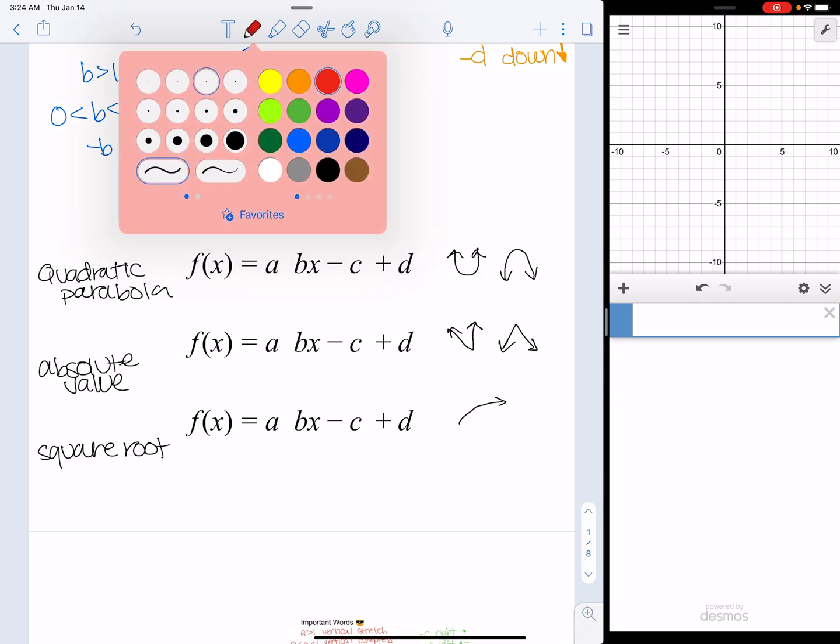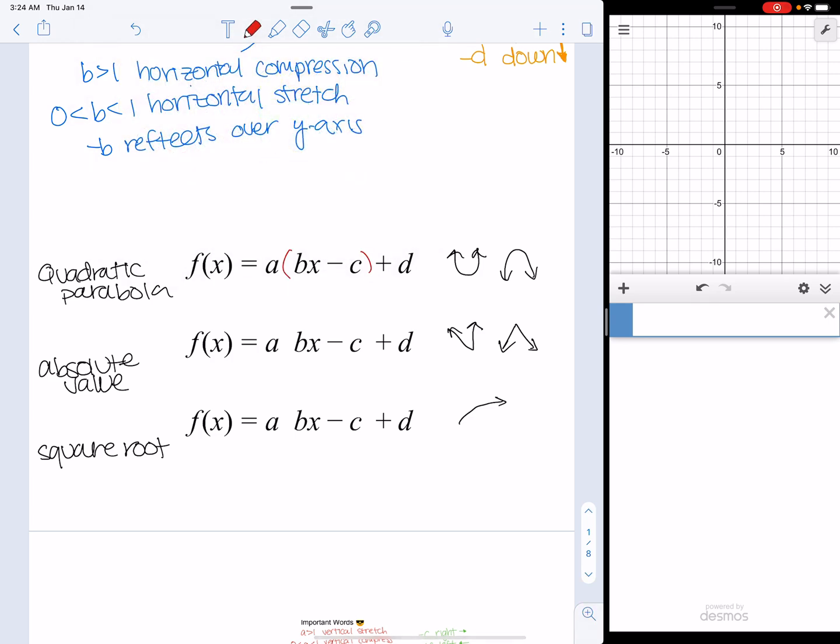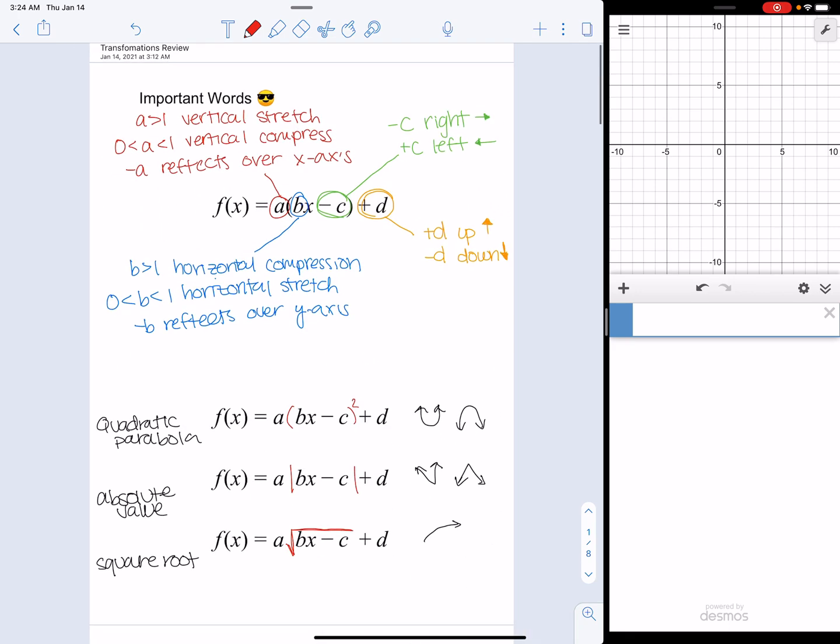And when we do those quadratics, you're going to put parentheses around this with a squared. Absolute has these 2 lines, making it an absolute value. And square root has this house, this square root symbol. But transformations are going to be the same for each one of them. So this is the most important page of notes today, okay?